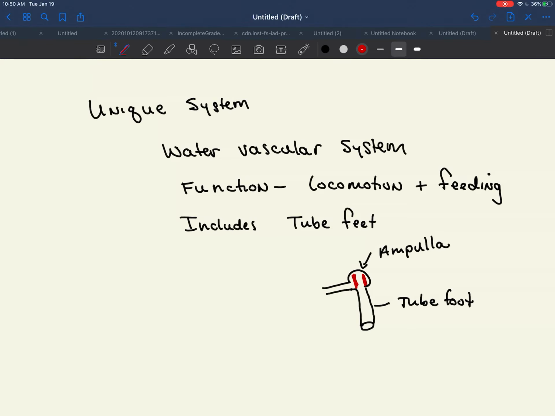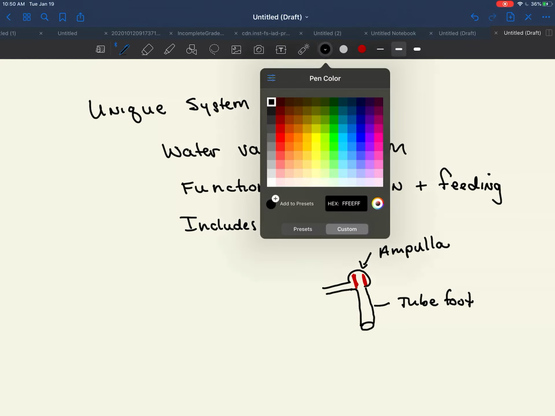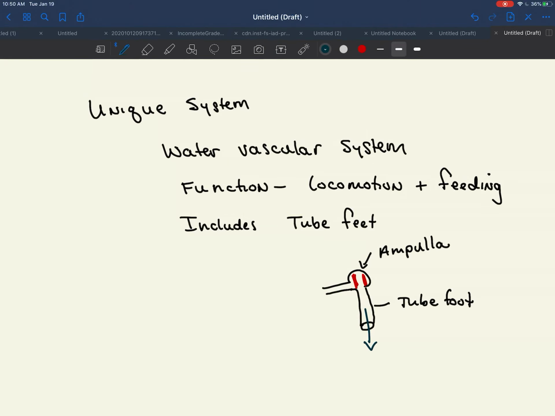And I like to think of it as kind of like a turkey baster, where if you squeeze the ampulla, water will shoot out of your tube foot. So water will move out, right? And the foot will extend. If this tube foot then attaches to a surface, it can actually create a static pressure, right? So it can produce hydraulic pressure. So this would be like my tube foot attached to the surface, and it is sucking, right?